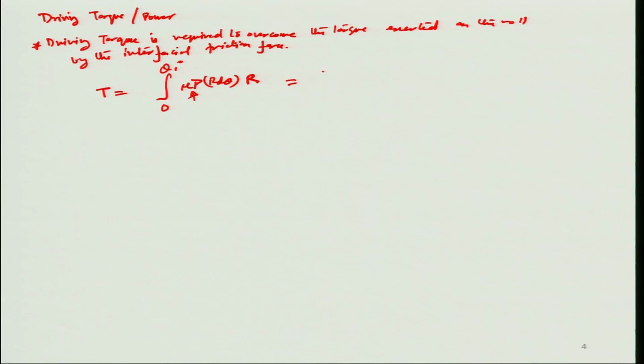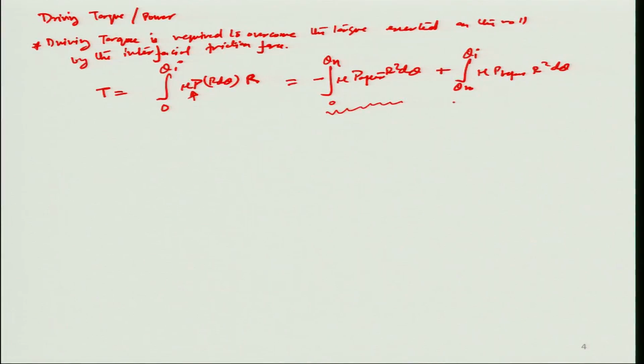we are left with estimating this as minus the integral from 0 to theta n, because this actually is a disabler, of mu p after times r squared d theta, plus again the integral from theta n to theta I when the friction force becomes an enabler. So this is positive torque, mu p before r square d theta. It should be noted that the friction would resist the rolling action after the neutral point, and before the neutral point it will enable or aid the rolling action.